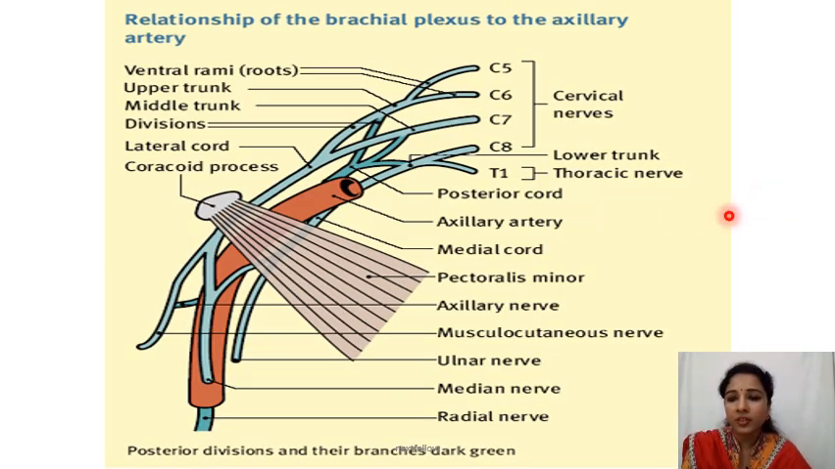So that was the relationship. We can see the pectoralis minor muscle dividing the axillary artery into three parts: first, second, third part. So the cords are named based on the relationship with the second part of axillary artery.